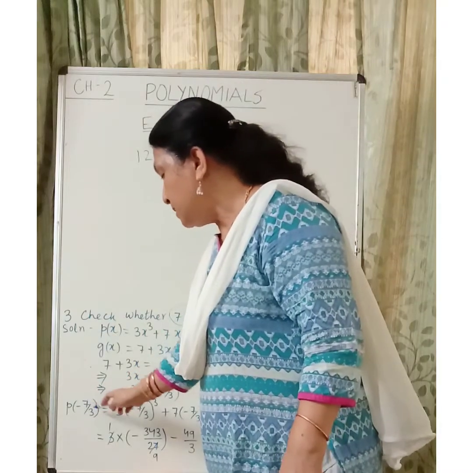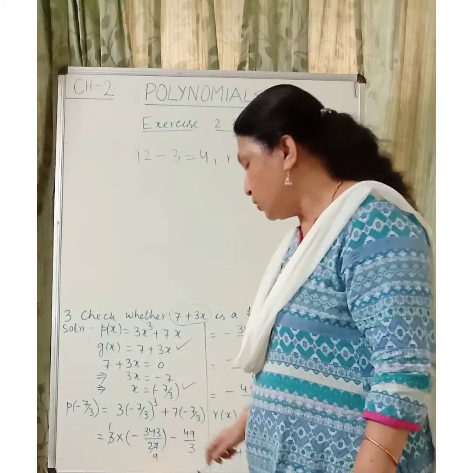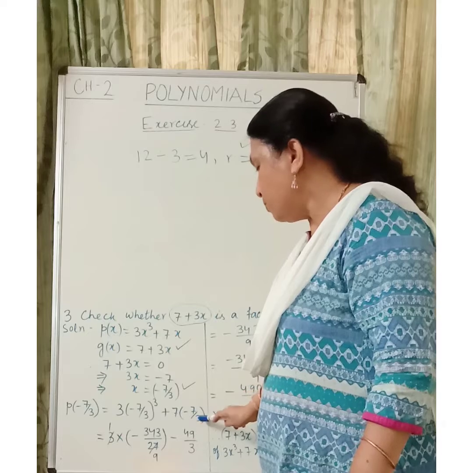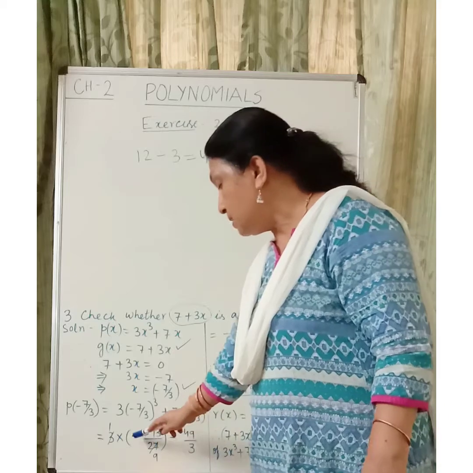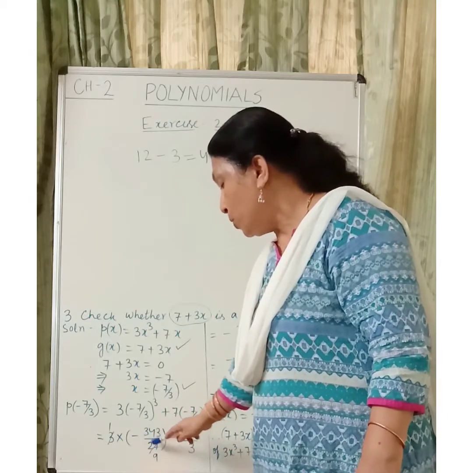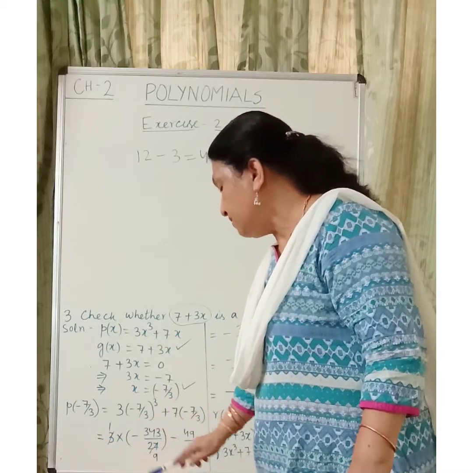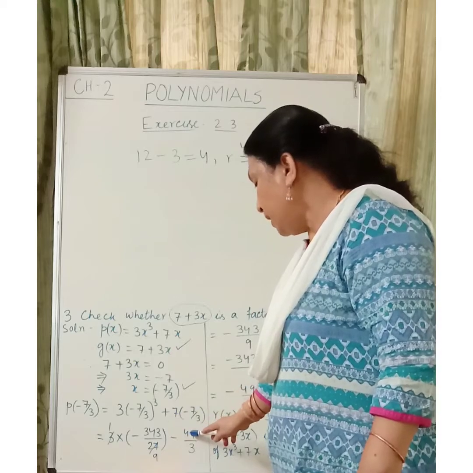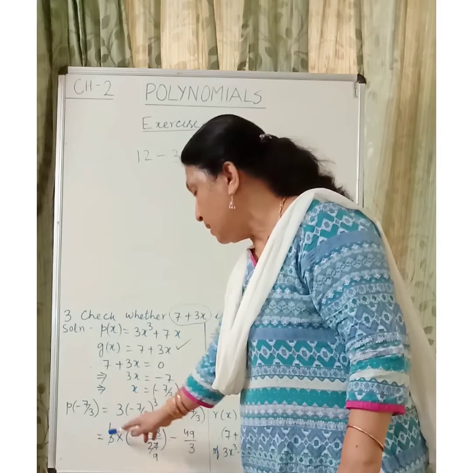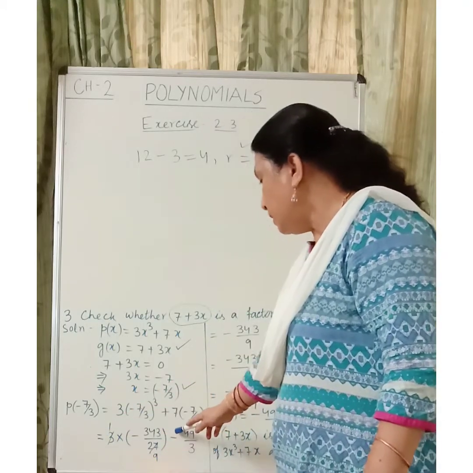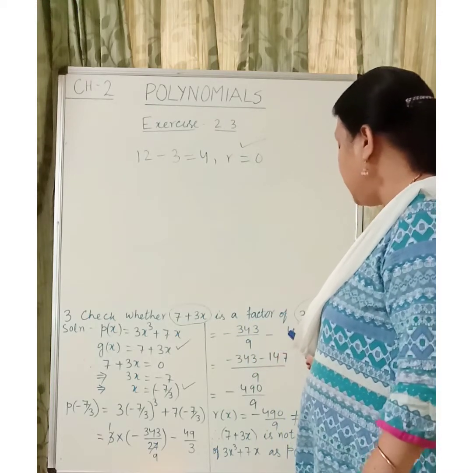So p of minus 7 upon 3 is equal to 3 into minus 7 upon 3 whole cube plus 7 into minus 7 upon 3. Minus 7 upon 3 whole cube is how much? That is minus 343 upon 27. So 3 multiplied by minus 343 upon 27 minus 49 upon 3. Now 3 and 27 we can reduce; we are getting 1 here and 9 here. So finally we are getting the fraction minus 343 upon 9 minus 49 upon 3.